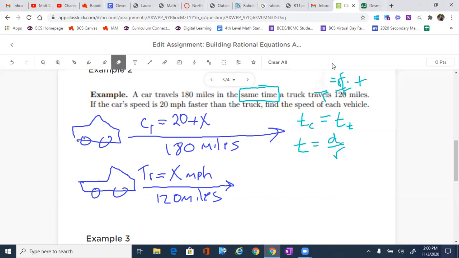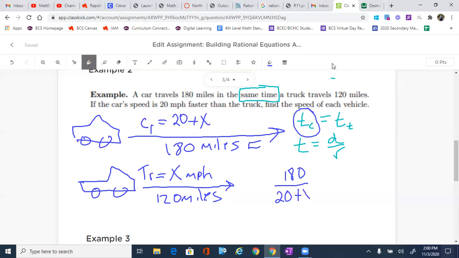So let's build those equations based off of the car and the truck, and then we'll solve. We want to know the time it takes the car, and that is distance divided by the rate. So the distance of the car is 180 divided by the rate, which is 20 plus X. And that is going to be equal to the time of the truck. Time of the truck is the distance divided by the rate, so 120 miles divided by the rate, which is X.